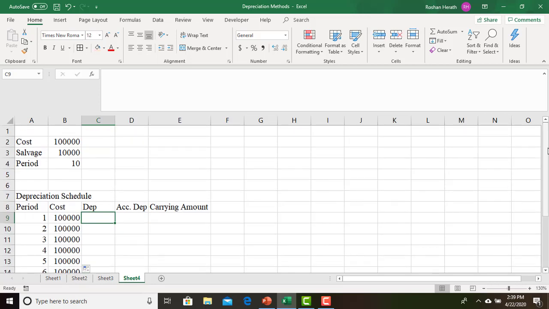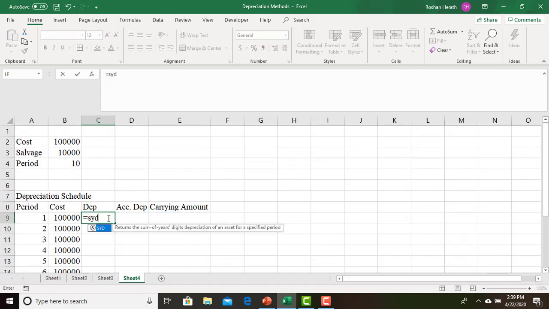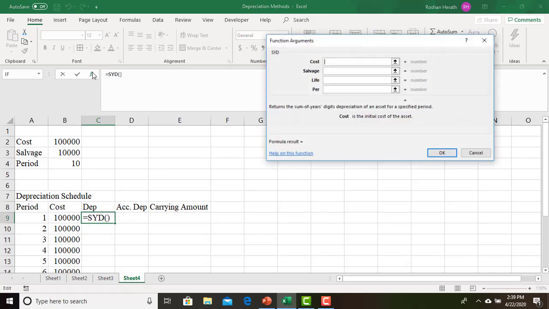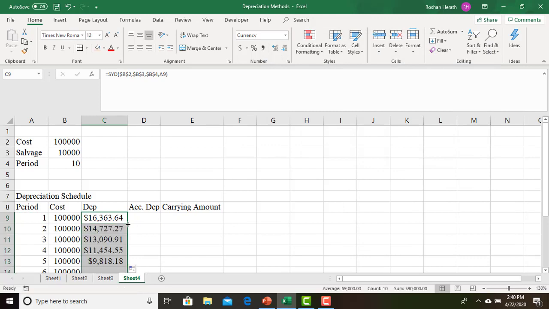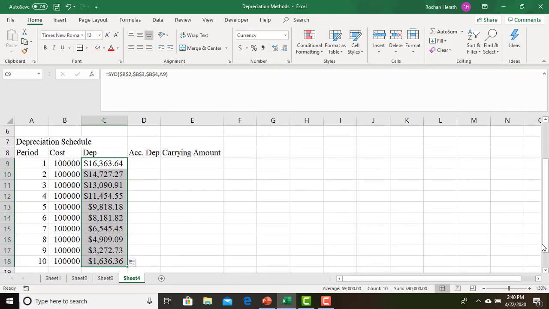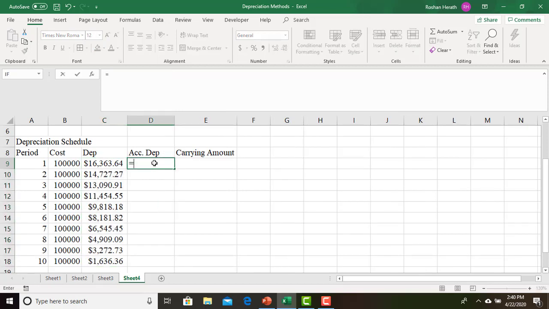That is the important one. You take the SYD function, the syntax is SYD, sum of years digit method. Get the cost 100,000, salvage 10,000, and life, which is 10 years, and most importantly the period, which you have to keep as a relative cell, and say okay. Now you may drag that and you can witness that as the asset ages, the depreciation amount reduces. So that's why I claim that this is a declining balance method. Then you may compute the accumulated depreciation.